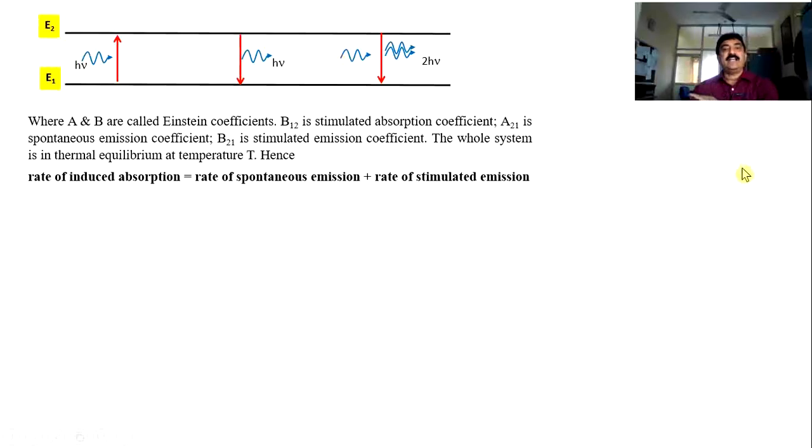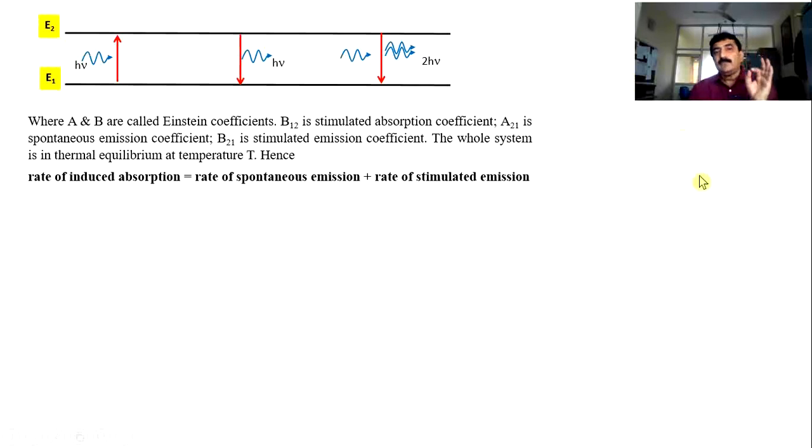Thereby there is an increase in the number. Suppose there are 2 atoms in the excited level, then you get 3 photons. Like that, if you have more and more atoms in the excited state, you get more and more photons coming out.